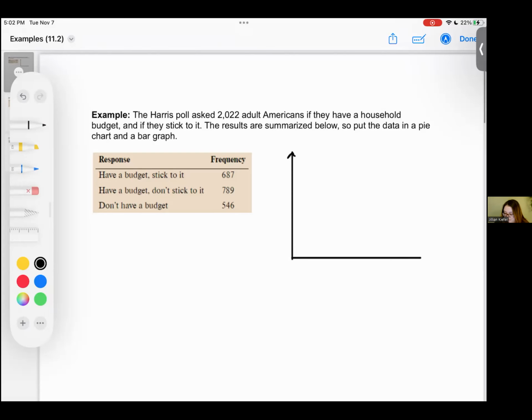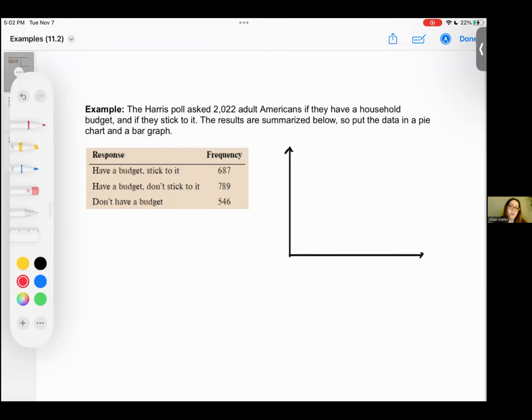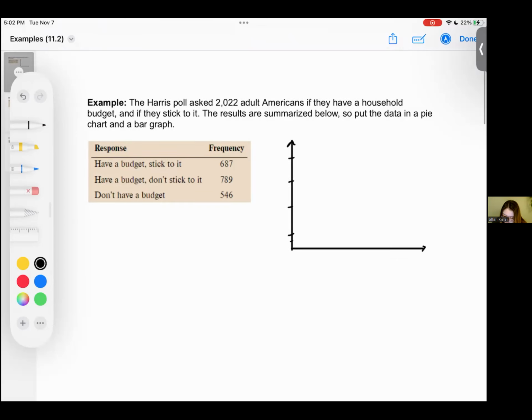So we have our graph here, and we can color code the different options. We want to make sure to label our y-axis though. So let's go 200, 400, 600, 800, and then we'll put smaller notches for the 100s. So we have 200, 400, 600, 800.